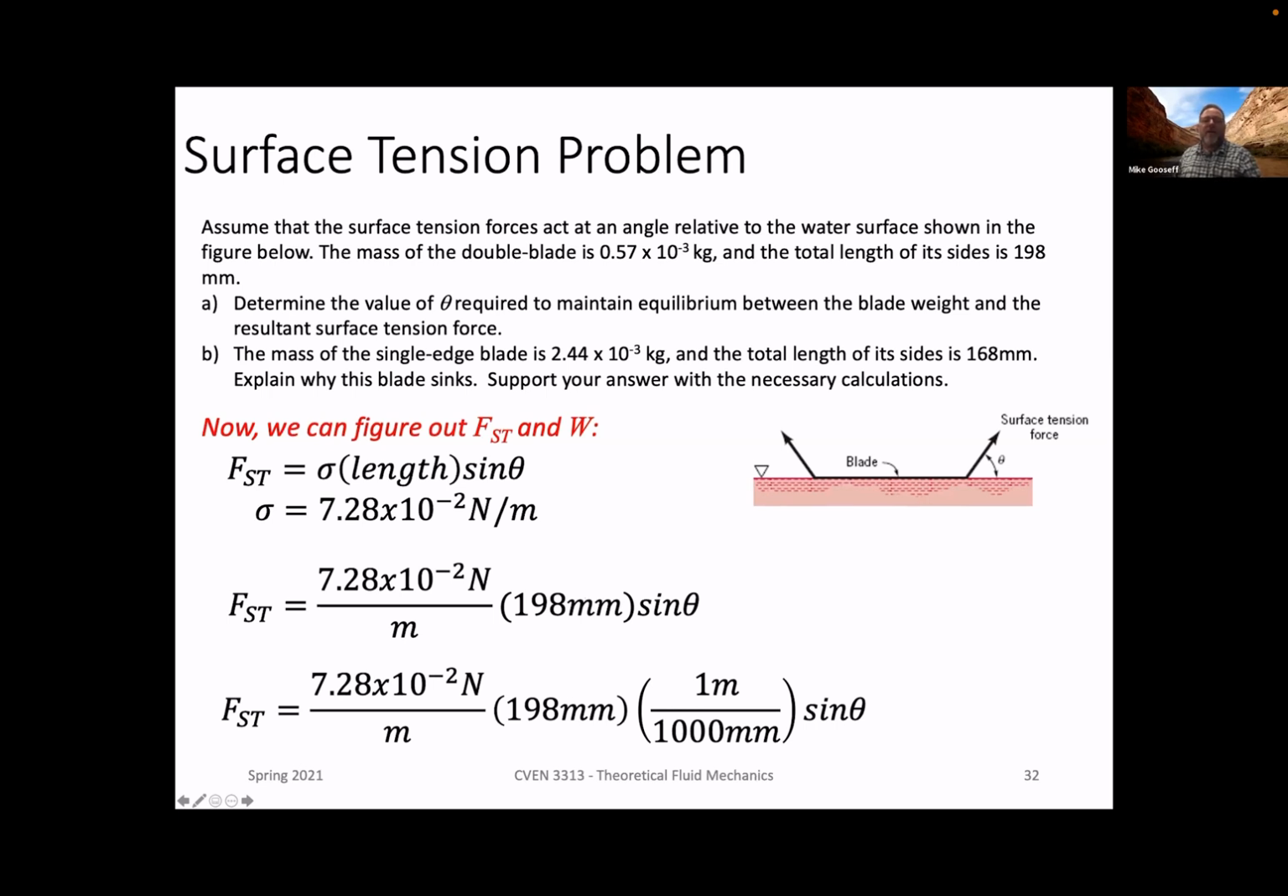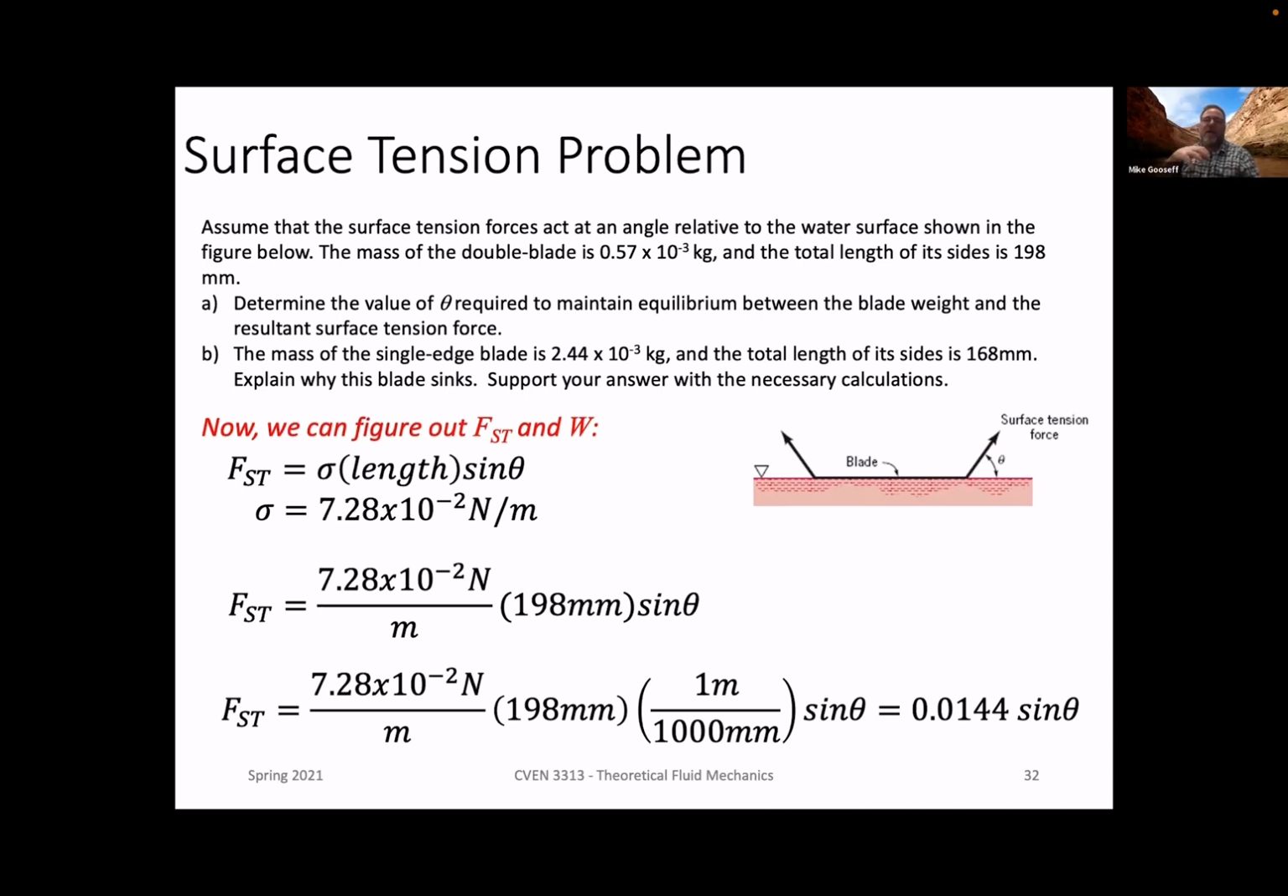One step further, I didn't make this conversion yet. This is in meters, newtons per meter. This is in millimeters. So let's convert our millimeters to meters. We do that by multiplying by 1 meter over 1,000 millimeters. The millimeters will cancel, and then the meters will cancel to give us newtons. So that's a force multiplied by the sine of an angle, which of course is just a ratio, so there's no units there. All right, so when we take that a step further, we basically end up with 0.0144 sine theta. So that'll be one side of our equation.